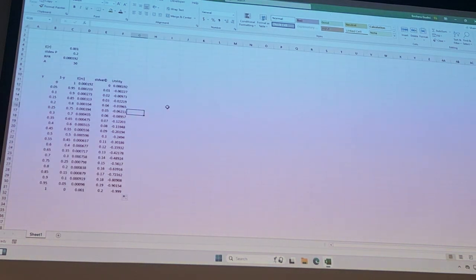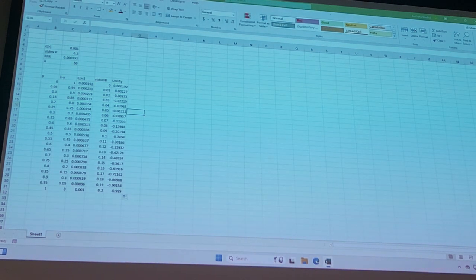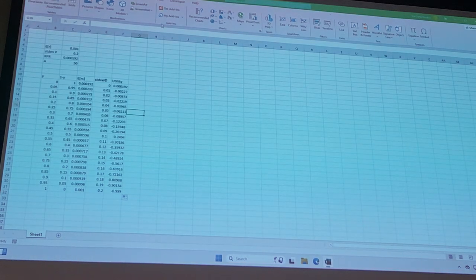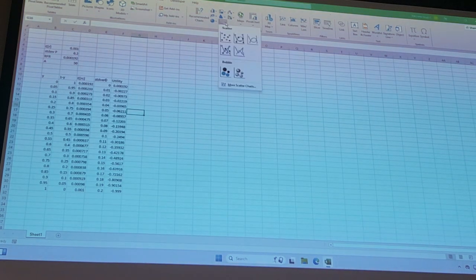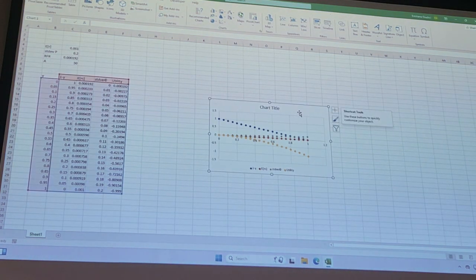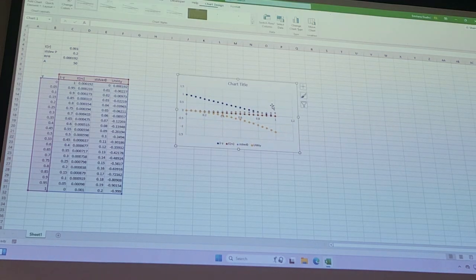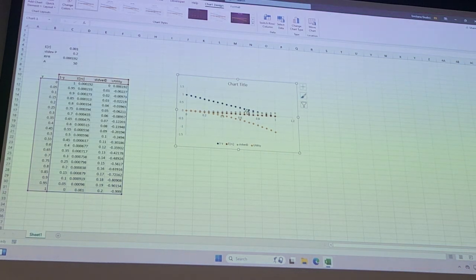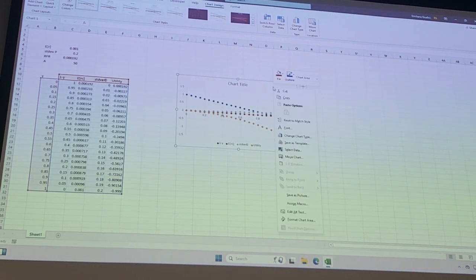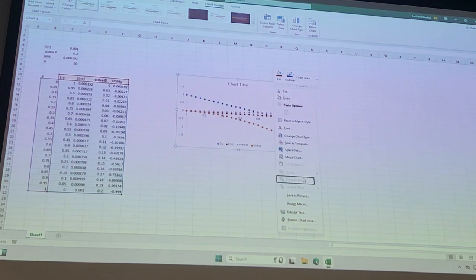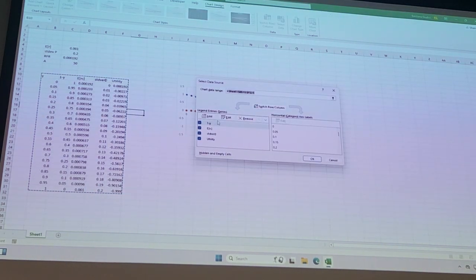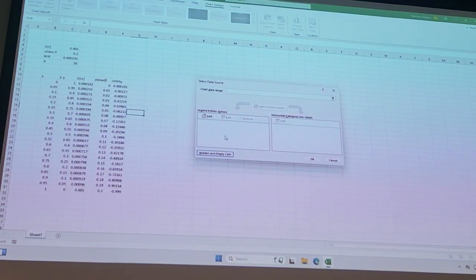So, how do we graph this thing? Go to insert, and then chart, scatter plot. And whatever Excel is thinking about doing is probably stupid. This case actually predicted things almost correctly. But let's start from scratch. So you go to select data, and let's remove everything.